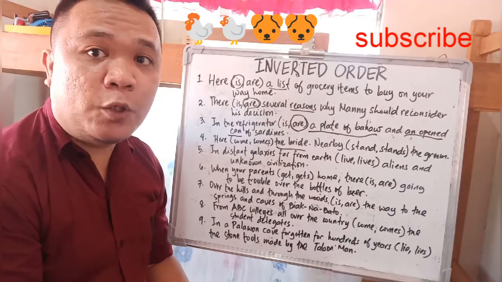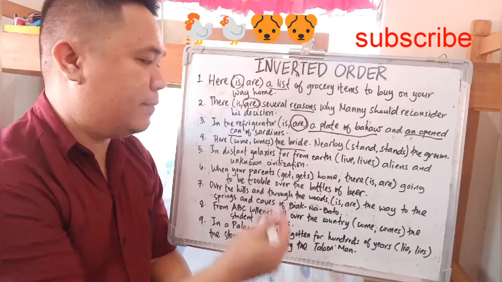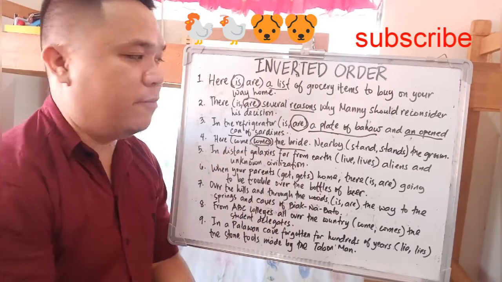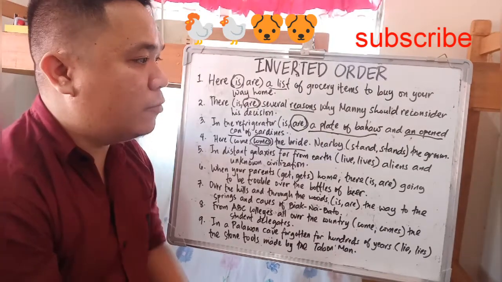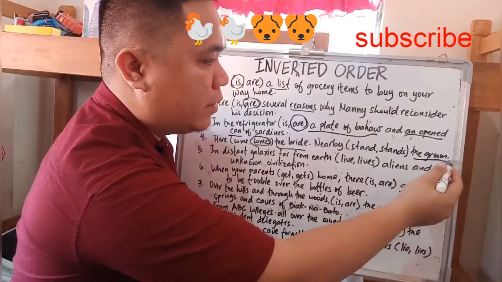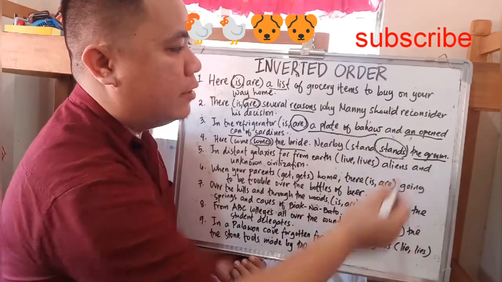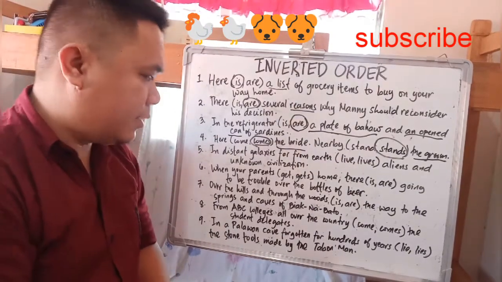How does a singular verb look? It ends in es or s. So, here comes the bride. Okay? Next, nearby stands the groom. The same thing will happen. The groom is singular, and our verb is a singular verb that ends in s.